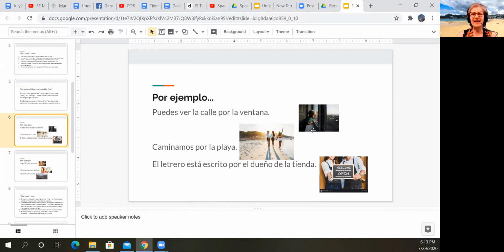El letrero, y letrero es sign. El letrero está escrito por el dueño de la tienda. The sign is written by the owner of the store.